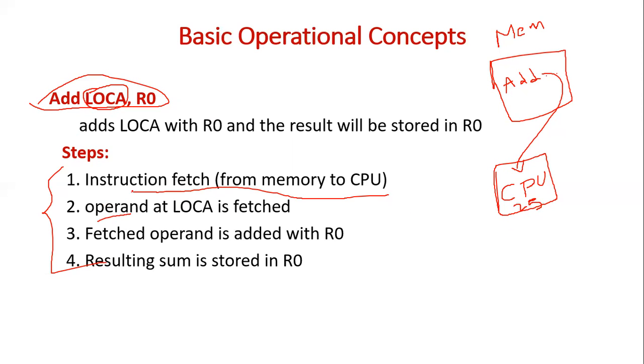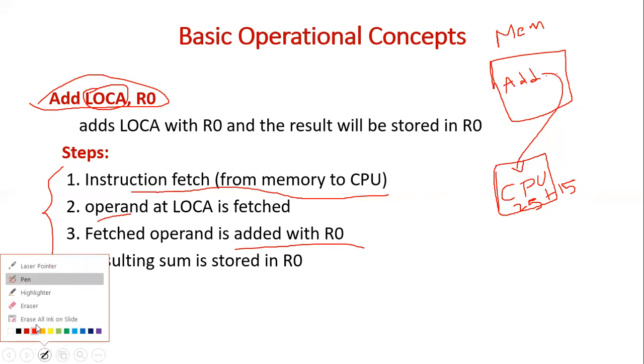Then the fetched value will be added with R0. What is the value of R0? 15. Add that. That is the third step. Then store the result in R0. Okay, that's the fourth step. So this simple single instruction actually contains 4 steps, right? So that is what is being explained here.